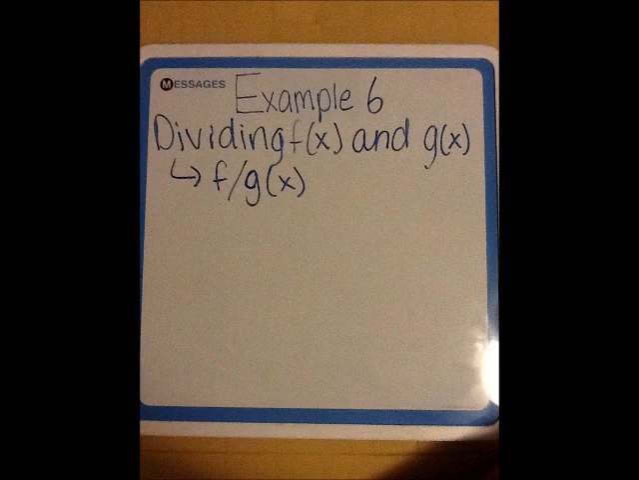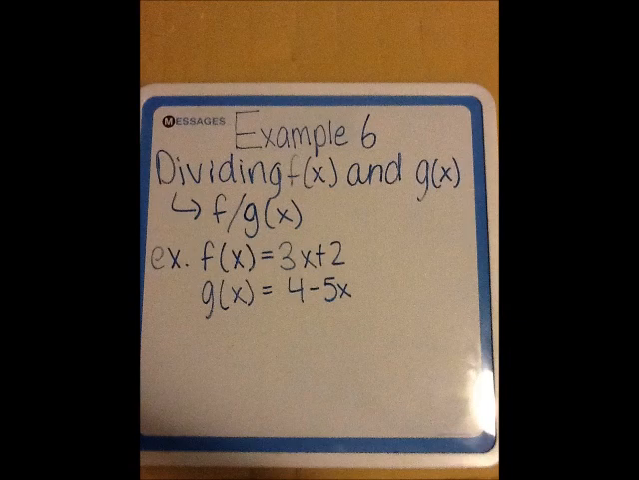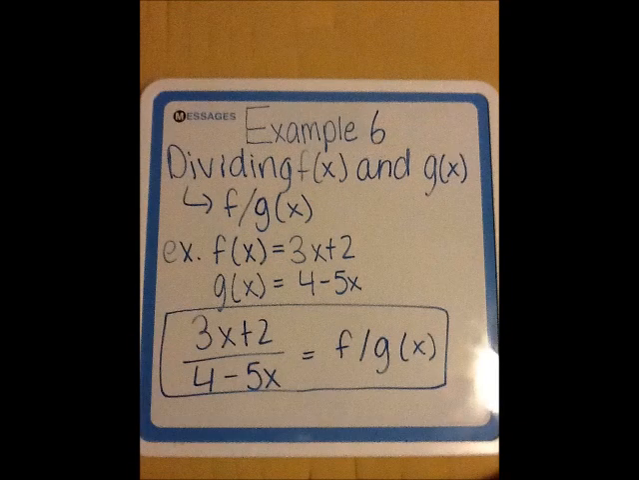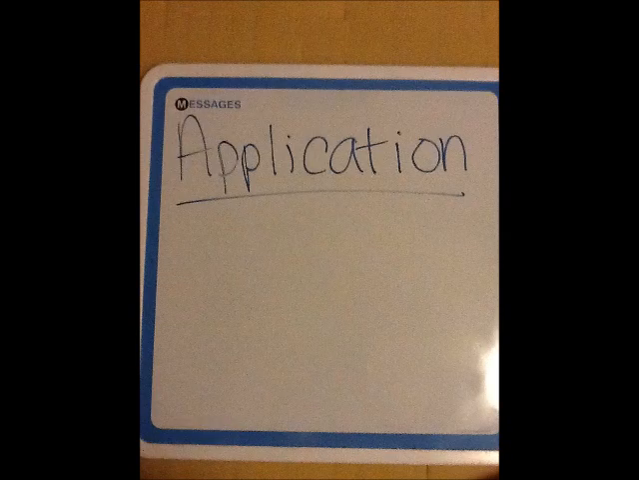Example 6 is our last type of way we can use f of x and g of x together. If f of x equals 3x plus 2 and g of x equals 4 minus 5x, you simply write f of x divided by g of x, and since in this particular example it does not simplify, you just leave it as is.